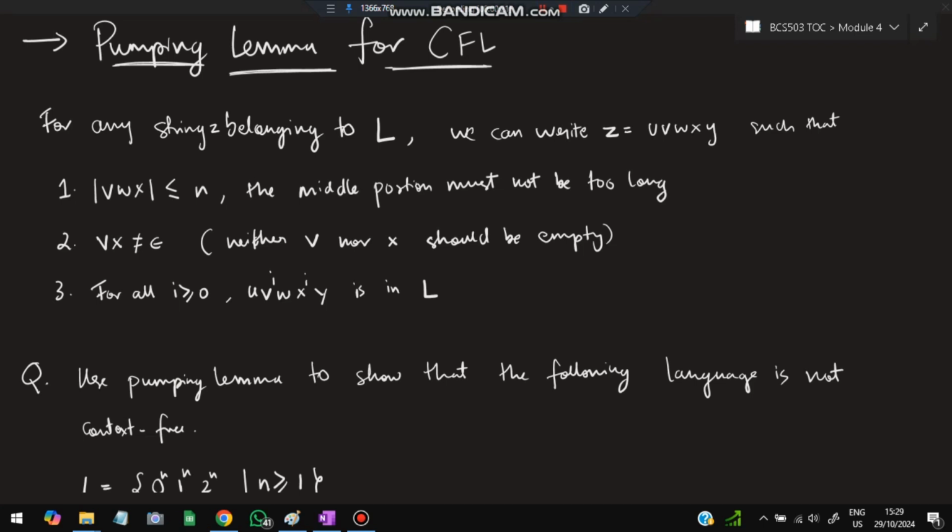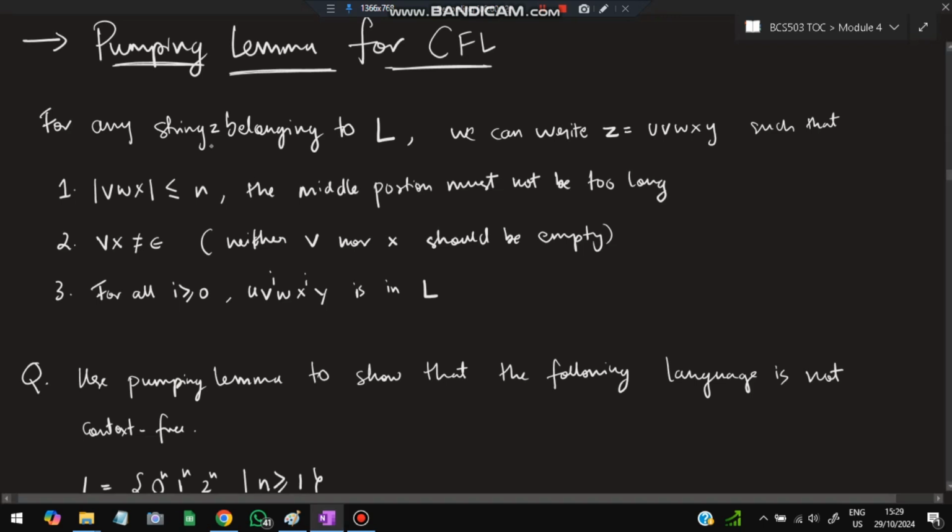For any string z belonging to L, we can write z is equal to uvwxy. Okay, so the language will be given to us and we will be forming a string here. Suppose that the string is z.